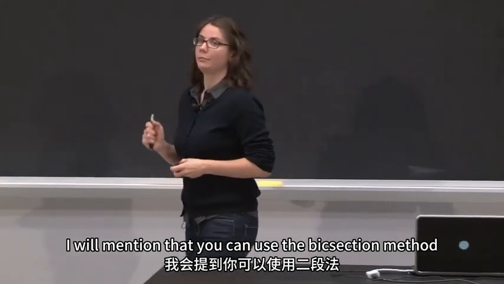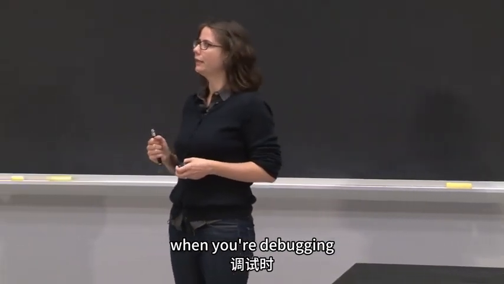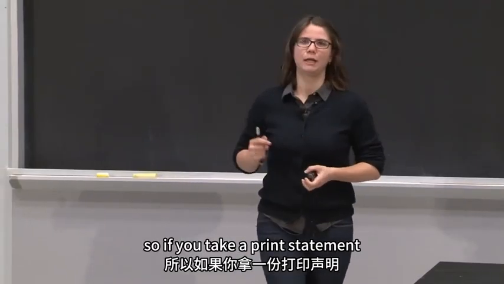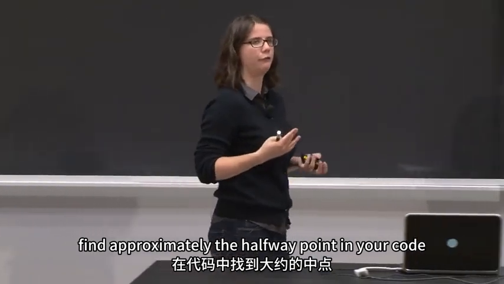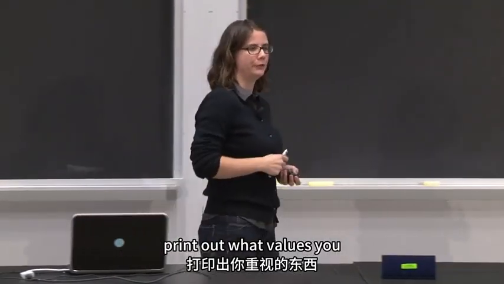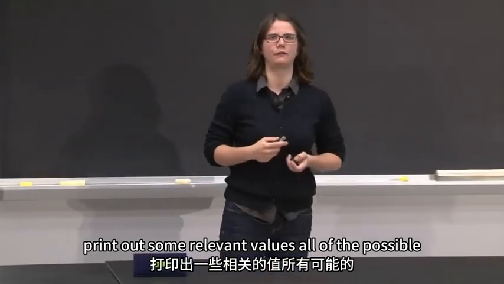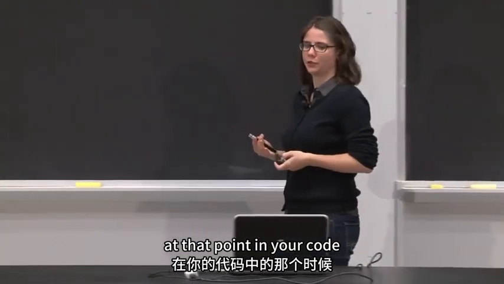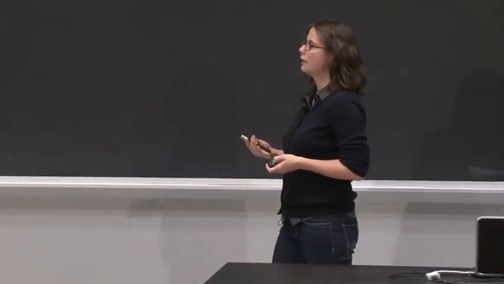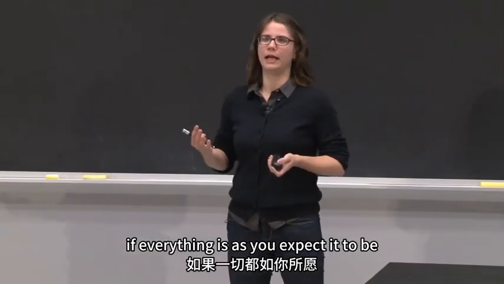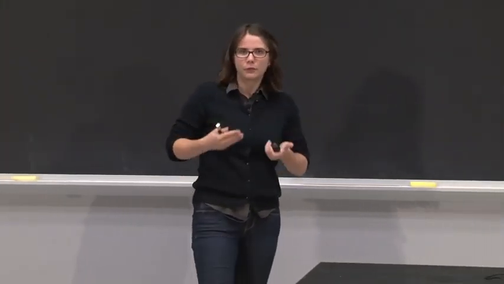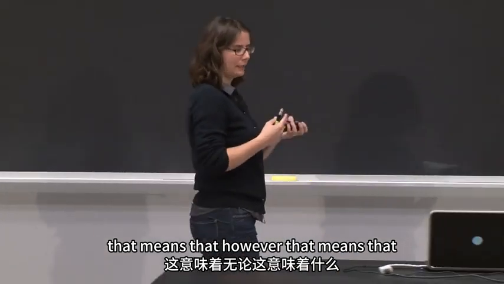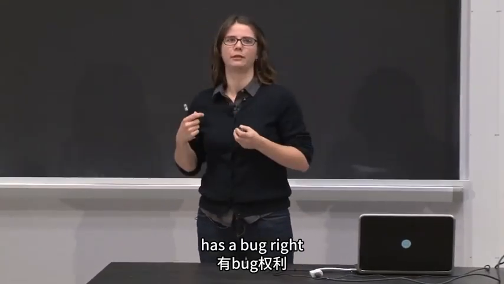I will mention that you can use the bisection method when you're debugging, which is interesting. So if you take a print statement, find approximately the halfway point in your code, and print out some relevant values at that point in your code. If everything is as you expect it to be at that point in your code, then you're good. That means the code so far is bug-free. However, that means that the code beyond it has a bug, right?